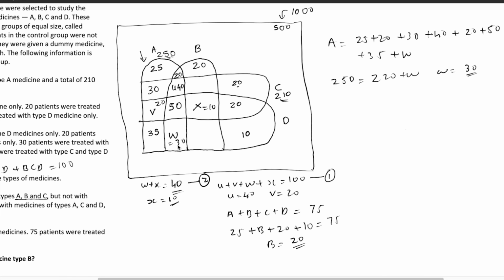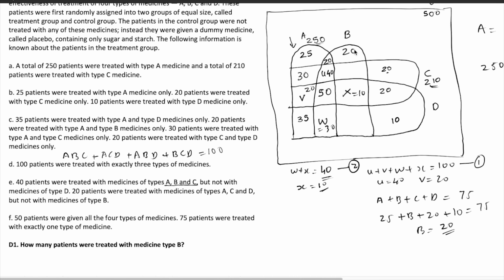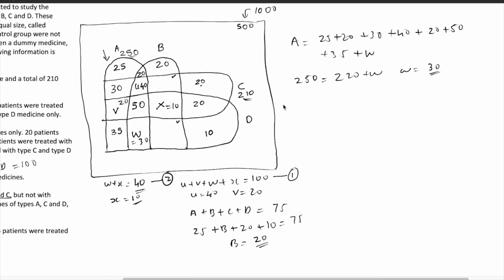Now before proceeding, let's look at the first question. The first question says how many patients were treated with medicine type B. The question is not to find the medicine type B only, but you have to find out the whole value inside the projection of B. So which means you have to find out the value of this partition and this partition. So let's try to find out. So how can we do that? We have the value of C, so the rest of the part is easy.